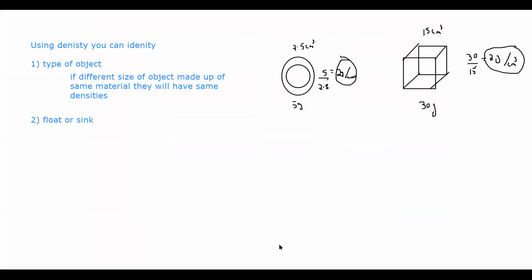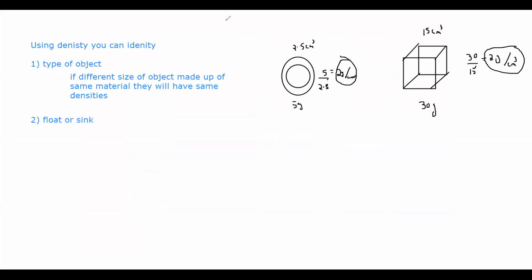So that's the advantage of studying density: using density you can identify what kind of object this is, or what material this object is made up of, because standard densities are there for substances and you can compare the density of the sample with the standard density and identify the type of the material. This is one thing. The second thing, you can identify whether the object will float or sink.